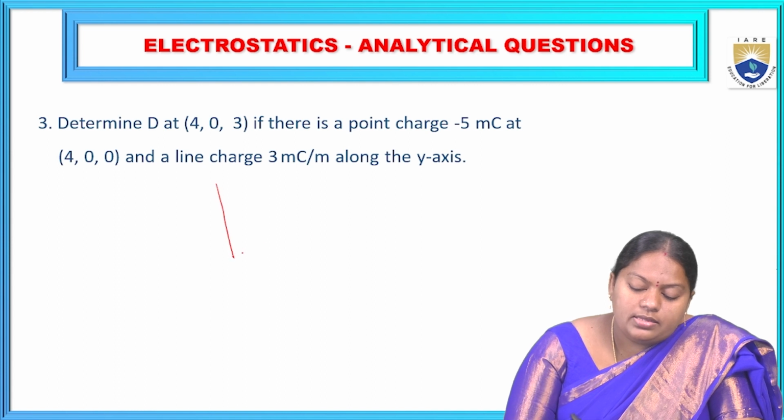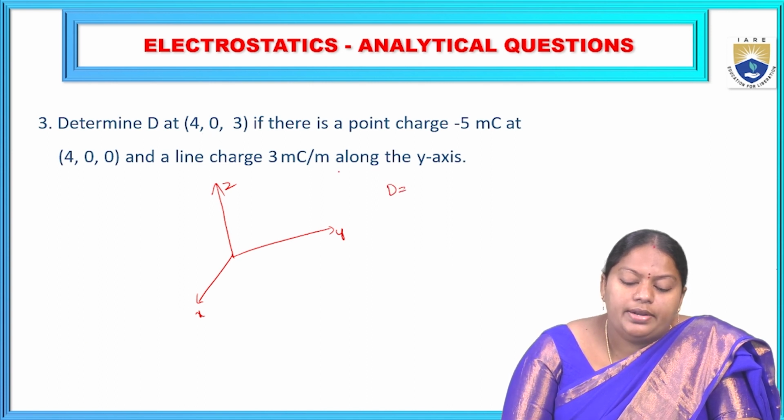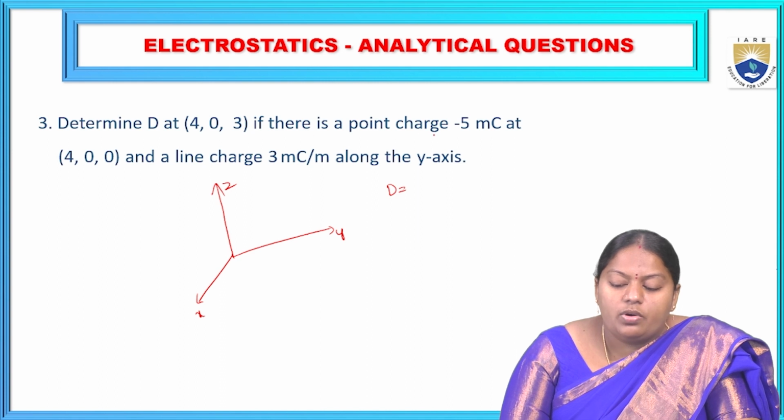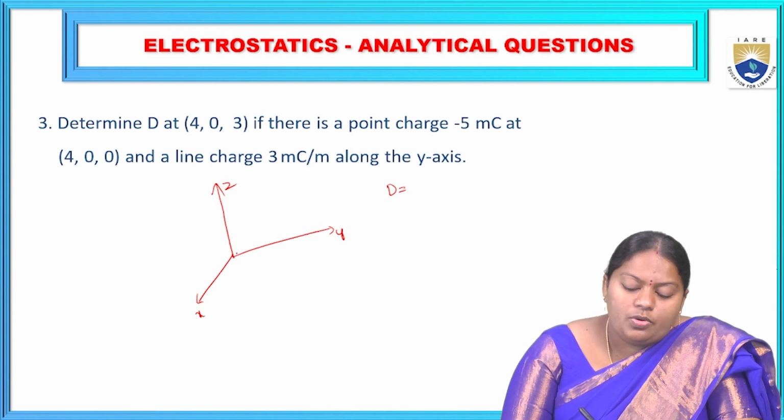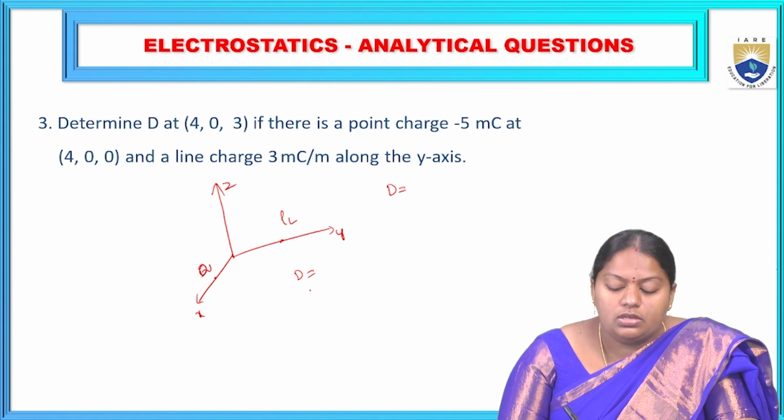If you have axes x, y and z, we need to find D at a particular point, D at (4, 0, 3). There is a point charge of minus 5 millicoulombs located on the x-axis, and a line charge along the y-axis. Here rho L needs to exist, right? So the total flux density D is measured as D equal to D_Q plus D_L.